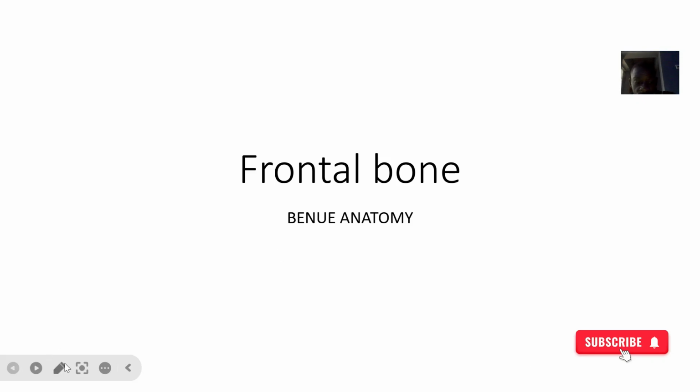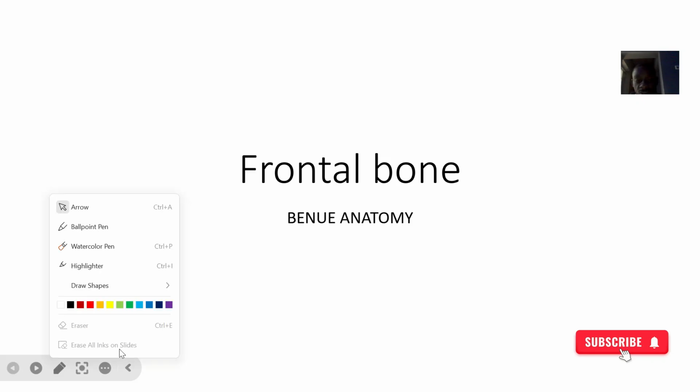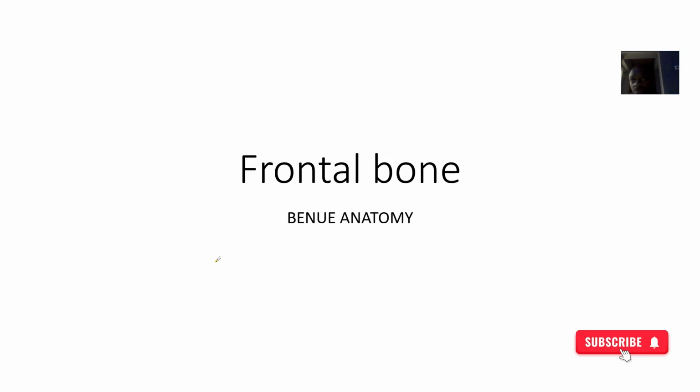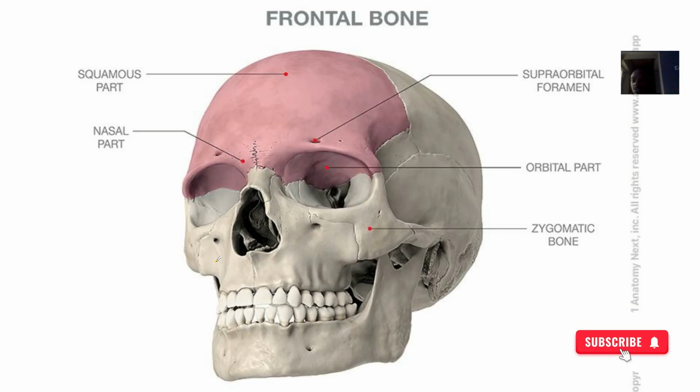Now I'm quickly trying to look at the next bone, which we discuss in its anatomy, and this is a bone which is known as the frontal bone. All right, the frontal bone. So you can see a lot of labelings, and they are trying to talk about the different parts of the frontal bone, talking about the squamous part, the nasal part, the orbital part, and also trying to highlight the supraorbital foramen.